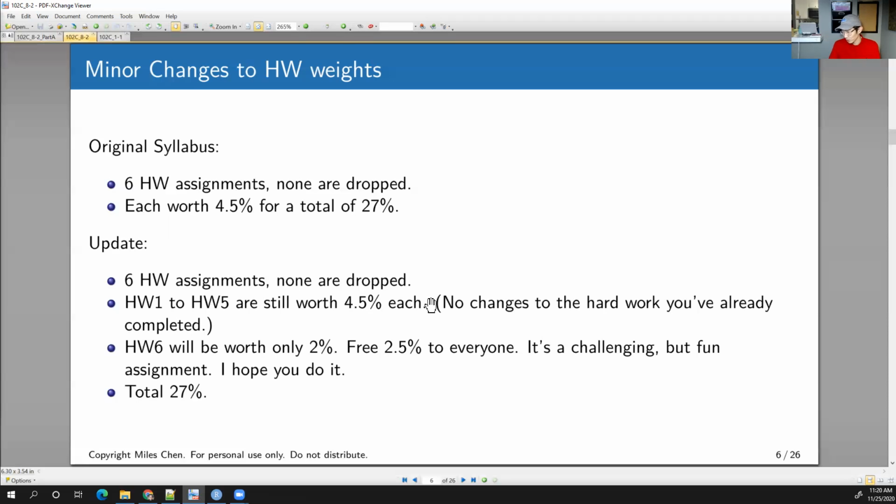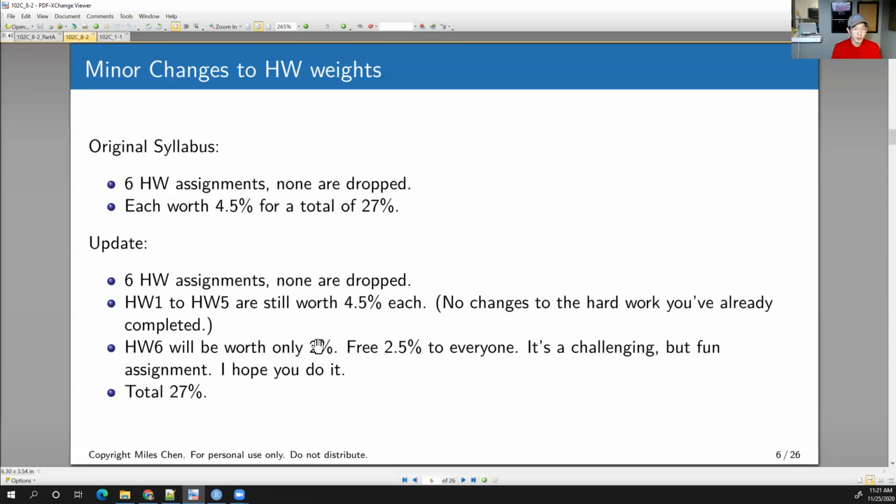So students who worked hard, I don't want to say all of that hard work and labor that you put into your earlier homeworks is diminished, and some of you have actually made a lot of progress on homework 5 already. So I'm not going to make any changes to the stuff that's already out there. So what I will do is for homework 6, I'm going to just reduce that weight from 4.5% down to 2%. Okay. And the remaining 2.5%, I'm going to just give free points to everybody. Okay. So I'm going to give a free 2.5% to everybody. Homework 6 is only going to be worth 2%.